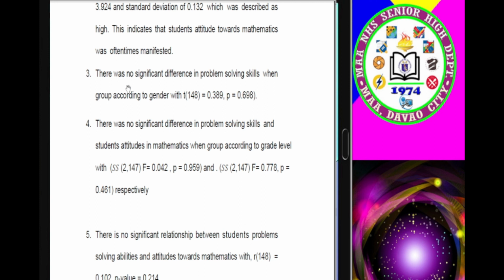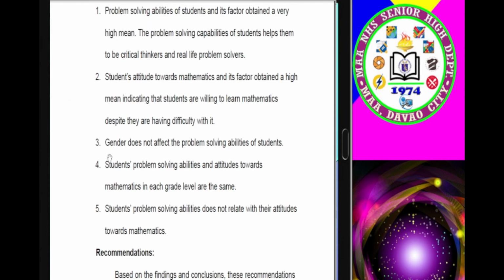For number 3, findings: there was no significant difference in the problem solving skills when grouped according to gender. Based on the t-test, we have degrees of freedom 148, t-value 0.389, and p-value 0.698. Our conclusion here is gender does not affect the problem solving abilities of students. Okay, so it's very simple and brief.